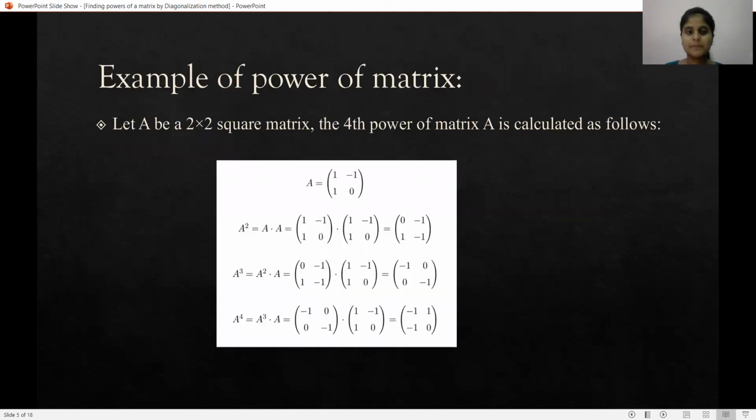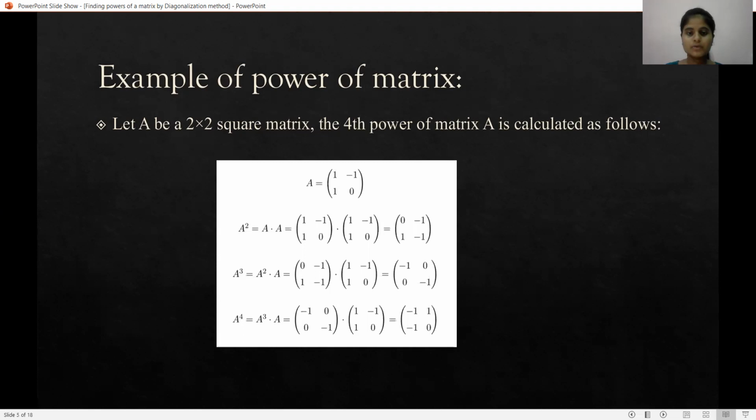Let us take an example. Let A be a 2 by 2 square matrix. The fourth power of the matrix A is calculated as follows. A is given as [1, -1; 1, 0]. A square is written as A into A, which is [1, -1; 1, 0] into again [1, -1; 1, 0].